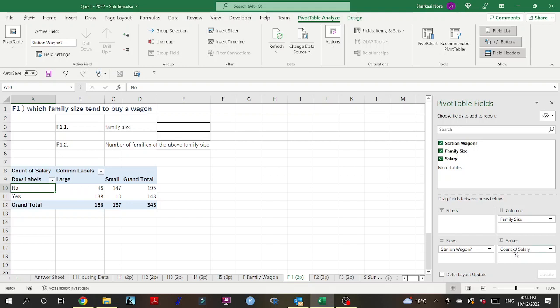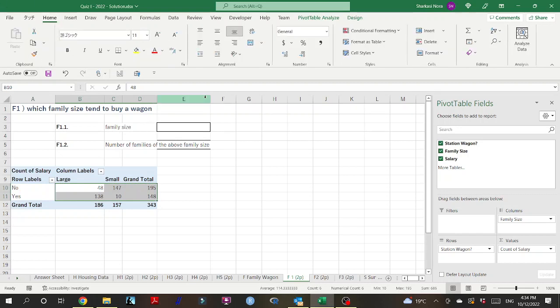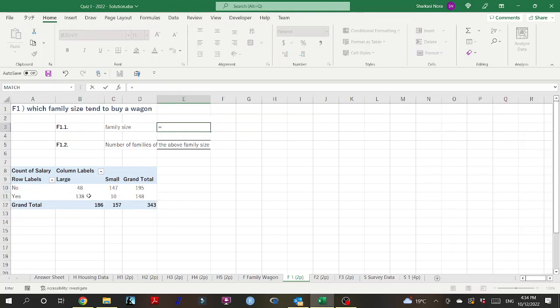It's the count of salary. It's a count of any of the population, the count of the sample in general. So which family size tends to buy a wagon? Tend to buy a wagon is the count, right? So over here, I'm going to just go and see. Yes, buying a wagon. Large is 138 and the small is 10. So right there is 138, all right? So the number of families, the number of large equals large here.